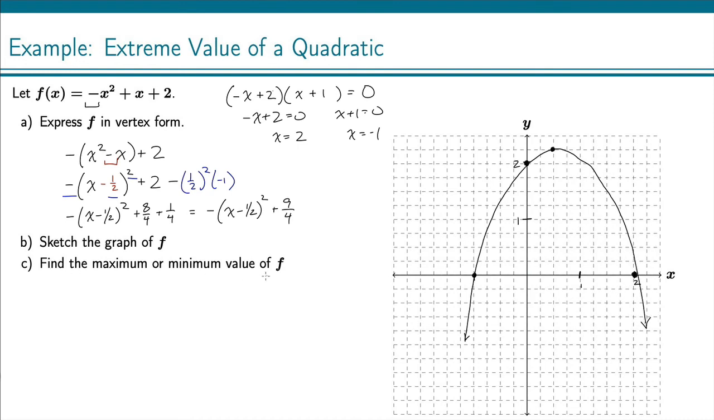Finally, to find the maximum or minimum, we can now see in our graph, because a was negative, that we had a parabola opening downward. So we know we're going to have a maximum. And the maximum value of f is the y value, which is 9/4. And it occurs at x equals the x coordinate of the vertex, which is 1/2.